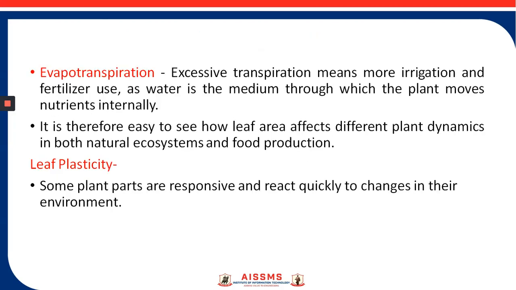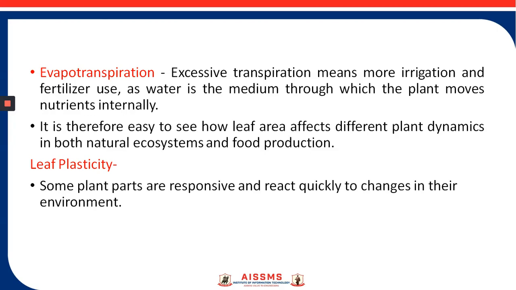The second thing is evapotranspiration. Excessive transpiration means more irrigation and fertilization use, as water is the medium through which the plant moves nutrients internally. It is therefore easy to see how leaves affect plant dynamics in both natural ecosystems and food production. The next is leaf plasticity.